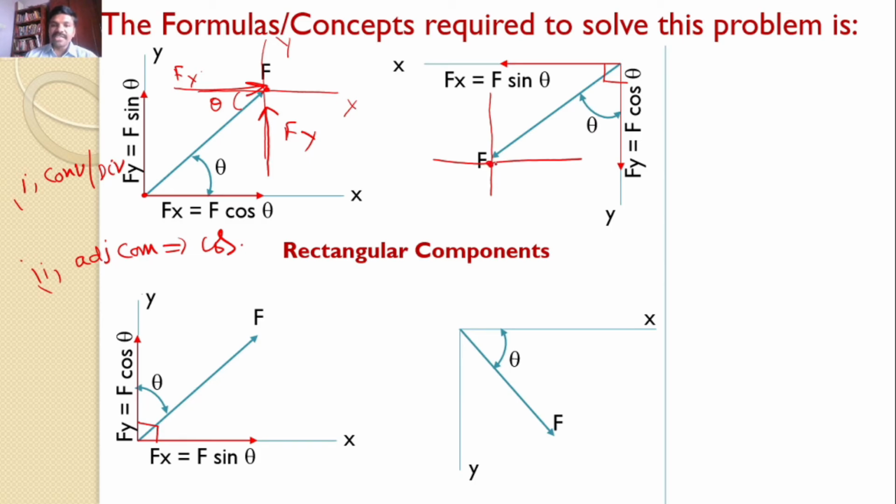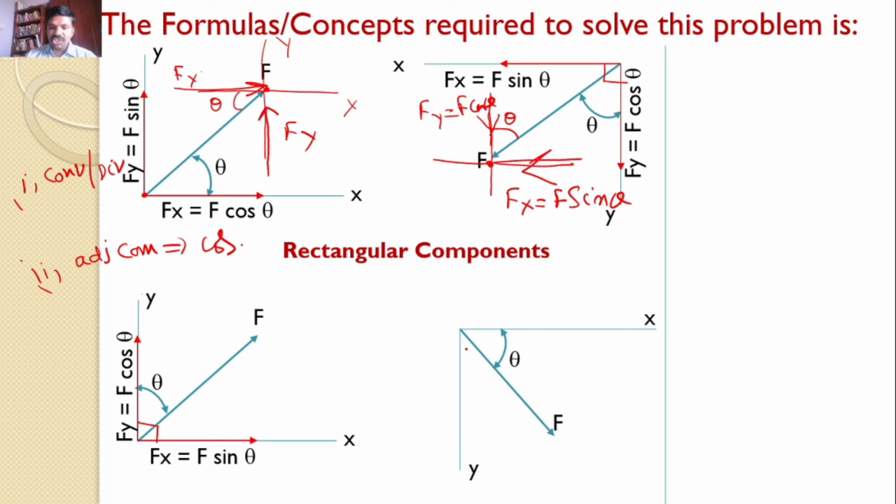As far as this point is concerned, this force is convergent and this makes an angle theta with the vertical. So the two components of the force, one force is acting like this, another force will act like this, and this is of course Fx is equal to F sin theta, and this is Fy is equal to F cos theta. Okay.